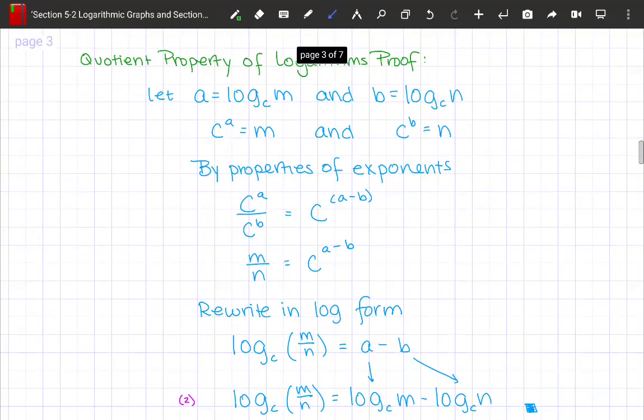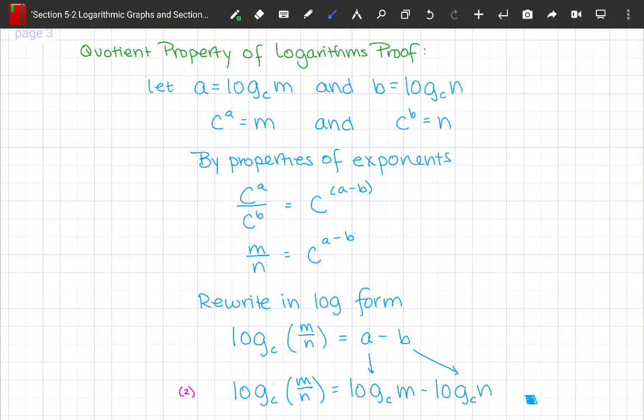Quotient property works just like the product property. Again, here it is down at the bottom. So this time if you have a quotient inside a log, you can expand it to 2 separate logs using subtraction. And the proof works exactly the same. So we start with a equaling this log, b equaling this log, then we rewrite them in exponential form. But this time instead of multiplying together, we're going to divide them, and our properties of exponents say we can subtract the exponents. But we know c to the a is m and c to the b is n, so I just replace them right there.